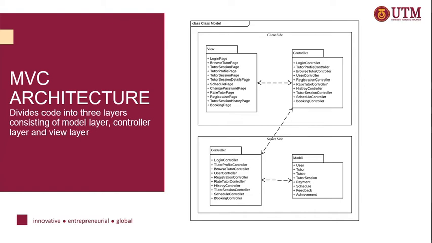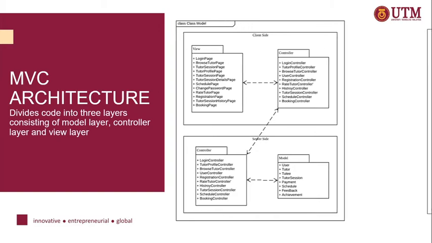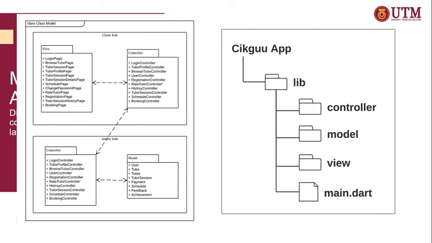So this project is developed using MVC architecture, which is model view controller architecture, that divides code into 3 layers consisting of model layer, controller layer, and view layer. As we can see from here, it has view layer, controller layer from both sides, client side and server side, and also the model layer. From the implementation, the code is literally divided into 3 folders, which is the controller, the model, and the view.